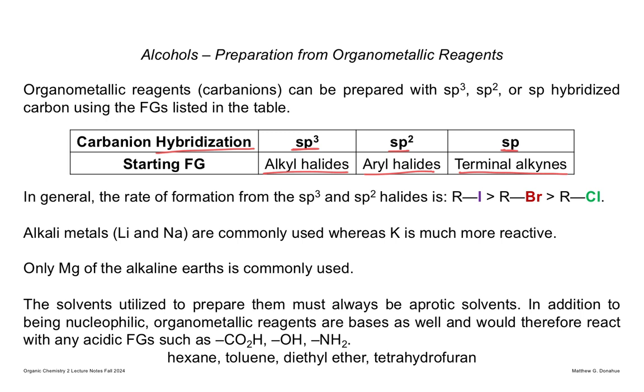So for the halide ones, the alkyl and aryl, typically iodide will react faster than bromide, which will react faster than chloride. And then the metals are typically lithium, sodium. Potassium is sometimes used.